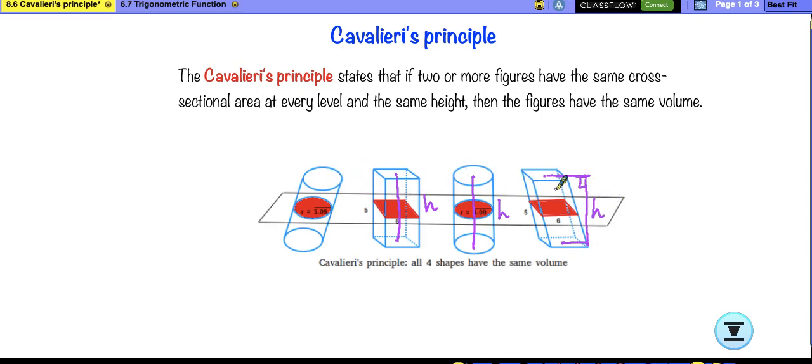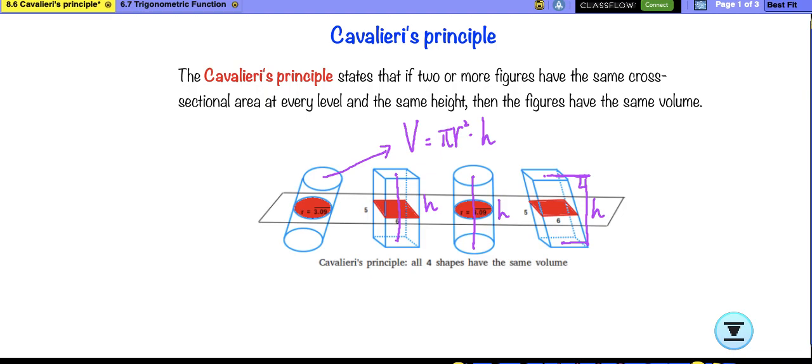Then as you can see, they all have the same height. If that's the case, then you have the same volume, meaning even if it looks this way, I can still use pi r squared times height to get the answer. So that's how we use Cavalieri's principle.